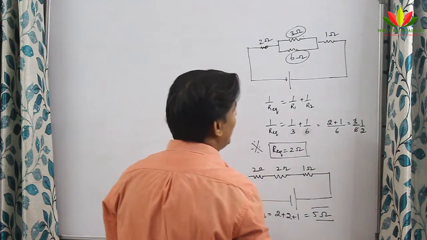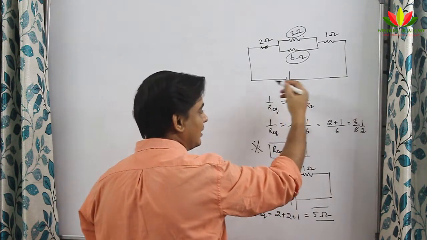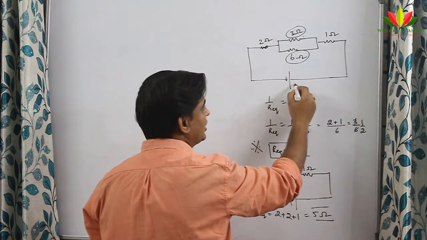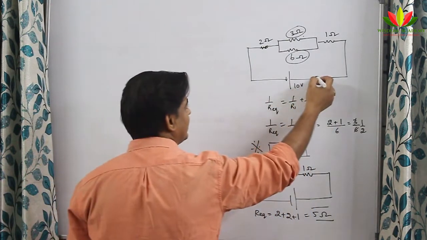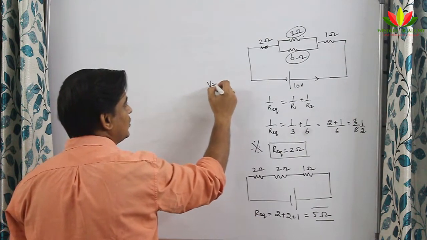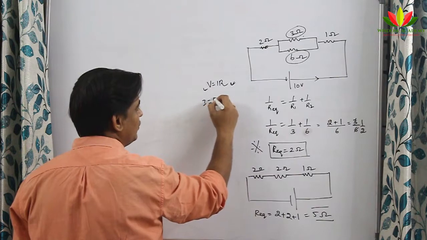In the same question they may ask you what is the current drawn from the battery, from the cell, if the potential difference is 10 volt. So you can find even the current drawn. How will you find the current drawn? Because we know that V is equal to IR, R is known to you, V is known to you. So I will be equal to V by R.